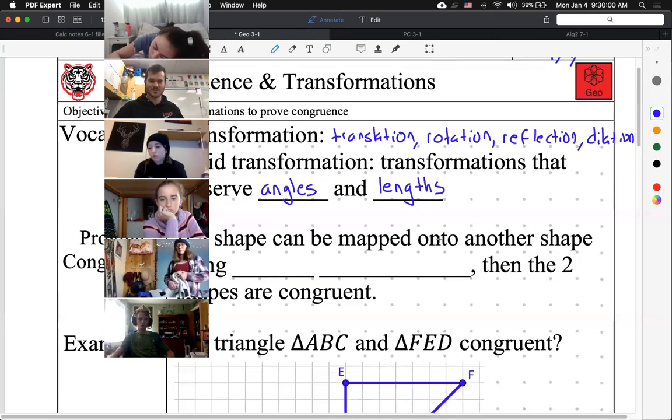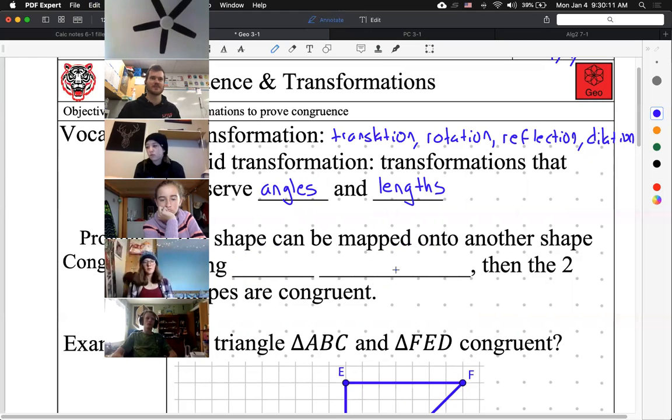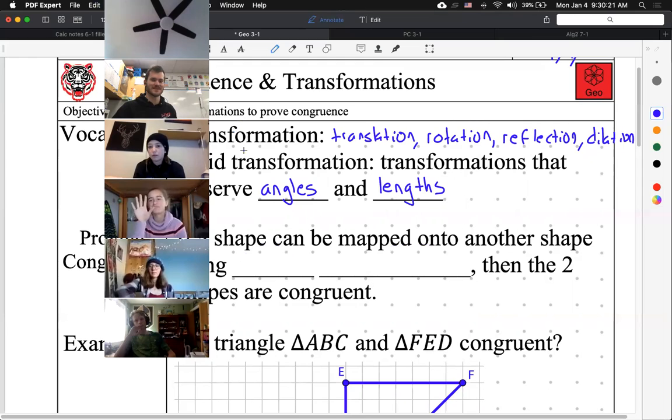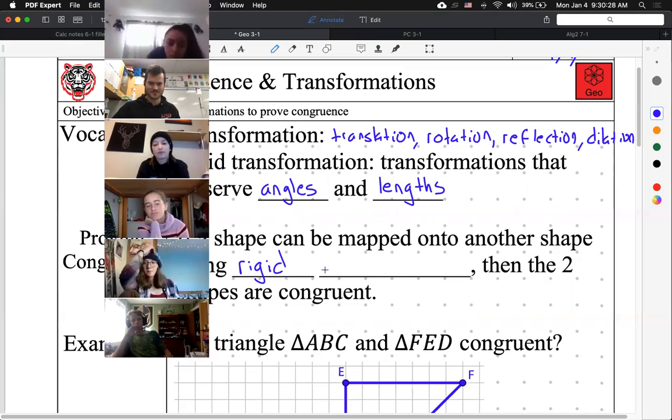Yes. What are these blanks to prove that shapes are congruent? What's that vocab word that we just talked about up above that has 2 words in the vocab definition? Rigid. Yeah, Asha, rigid transformation. There it is. Rigid transformation.